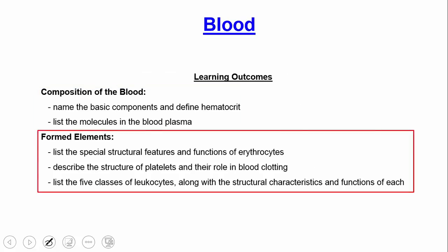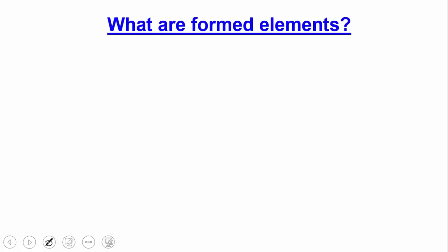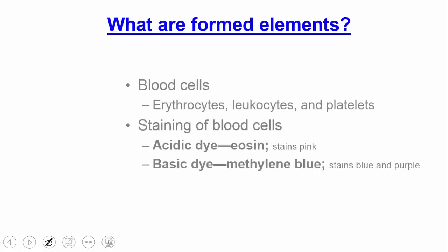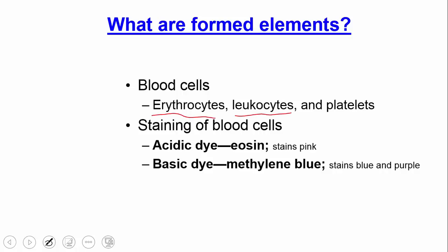Okay, let's turn our attention to the formed elements and look at their role in blood. So what are formed elements? As we mentioned before, they're really the blood cells, right? So the erythrocytes, the red blood cells, the leukocytes, the white blood cells, and the platelets that are involved in clotting.